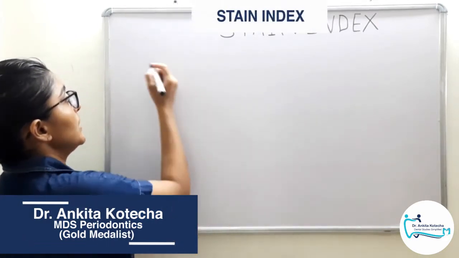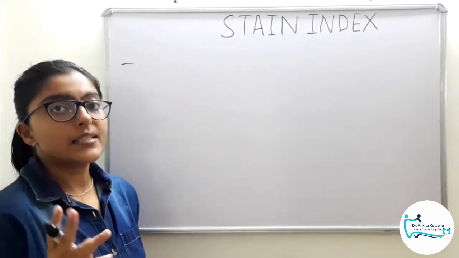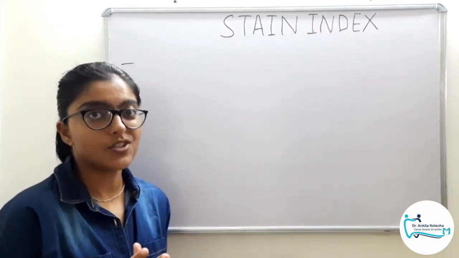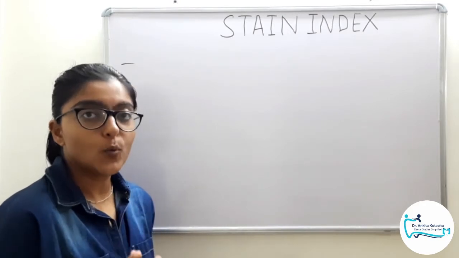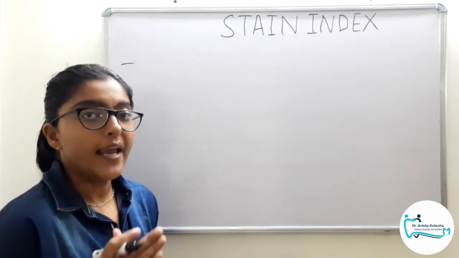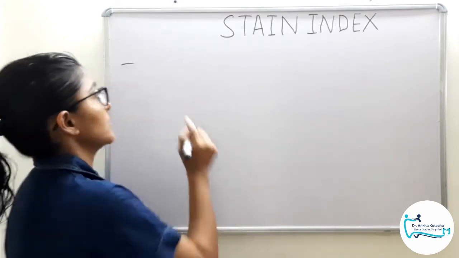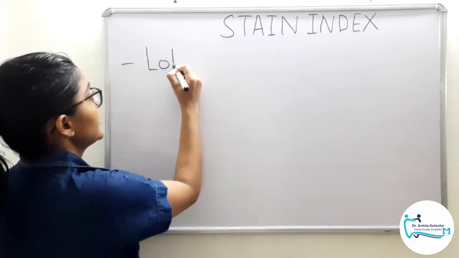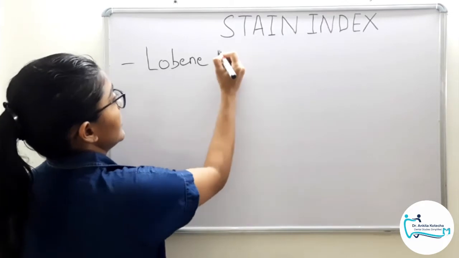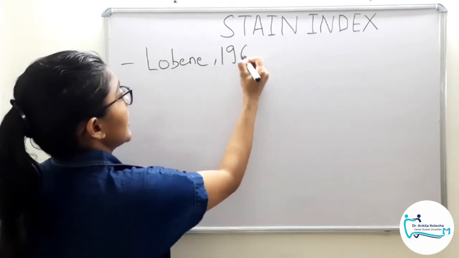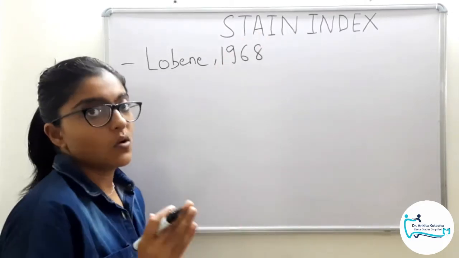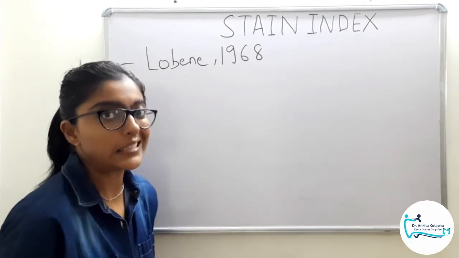In this video we will discuss two indices: the original, conventional index given by Ralph Lobene in the year 1968, and its modification given by McPherson et al. in the year 2000. So first we will discuss the conventional stain index, given by Lobene in 1968, and hence also called Lobene's stain index.